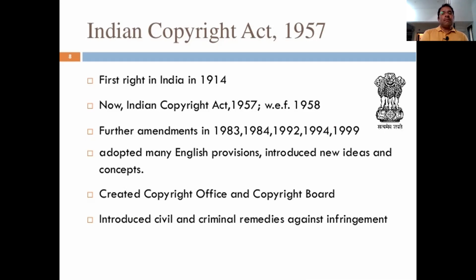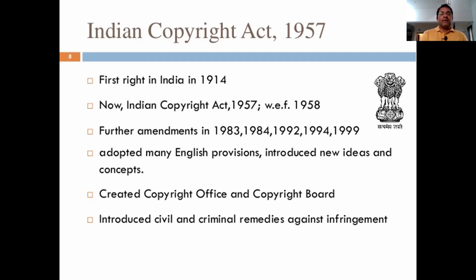Now, this act has been amended several times so far, starting from 1983, 84, 1992, 1994, 1999. All these amendments took place to make improvements in the act as per the change in time, change in technology, and change in the requirements of that particular year. To comply with the latest provisions, these amendments have been carried out. This act adopted many English provisions and introduced new ideas and concepts.